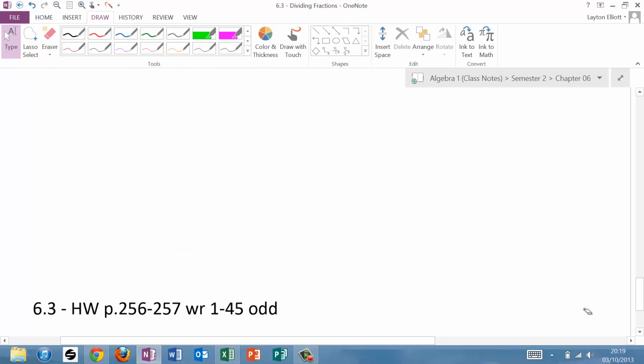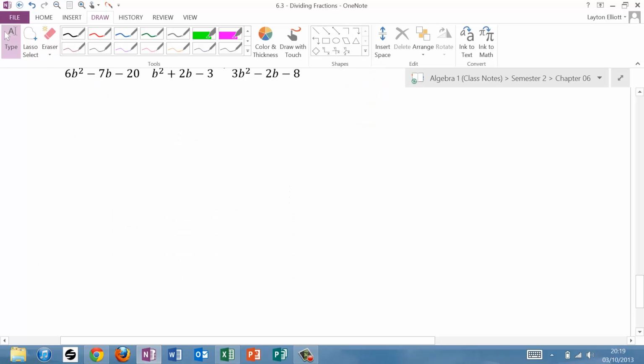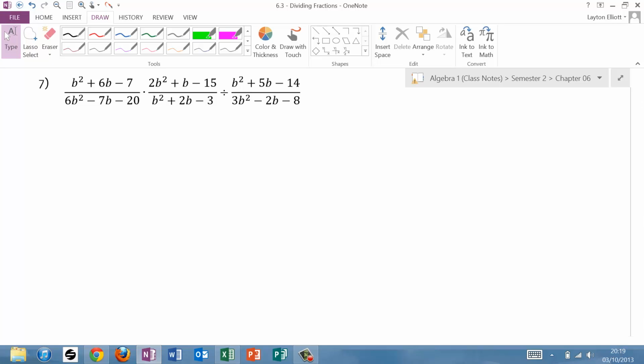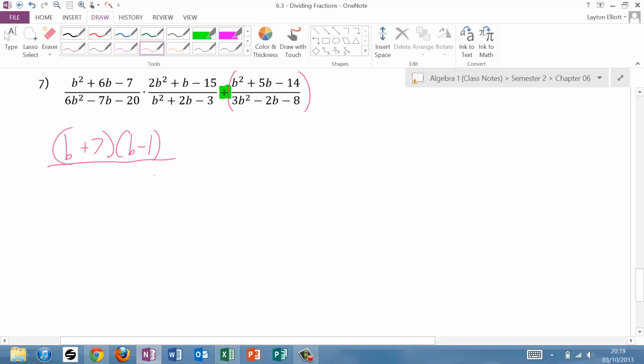The next one, which is, I believe, the last one, is a massive factoring one with one division symbol, which just means that the thing that follows is going to flip. So we're going to factor the b squared plus 6b minus 7 into b plus 7 and b minus 1. Going to factor the denominator, no greatest common factor, and I'm going for 7, so let's change that to 3b and 2b.